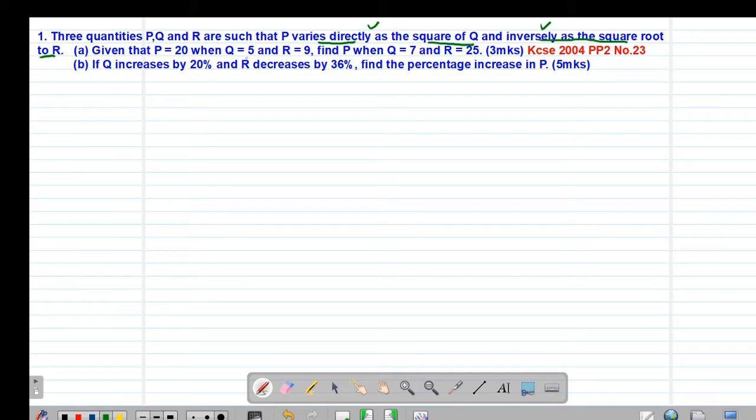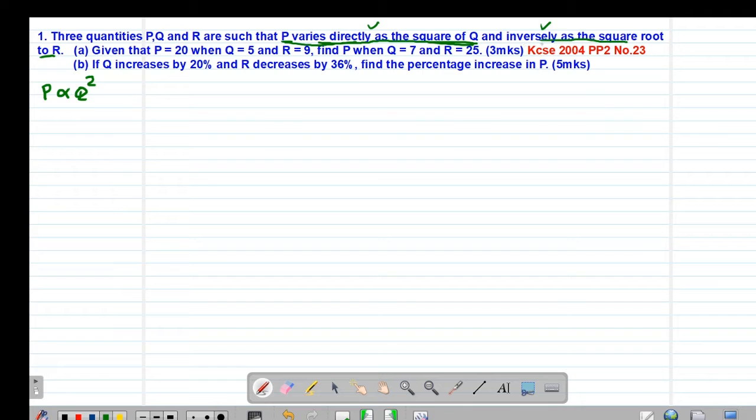Given that P is equal to this, Q is this, and R is this, find P when Q is this one. So the first thing we need to do is to write an equation relating those. We are told that P varies directly as the square of Q. Remember, the square of Q simply means Q squared. So this is what the first part of the statement means, that P varies directly as the square of Q.